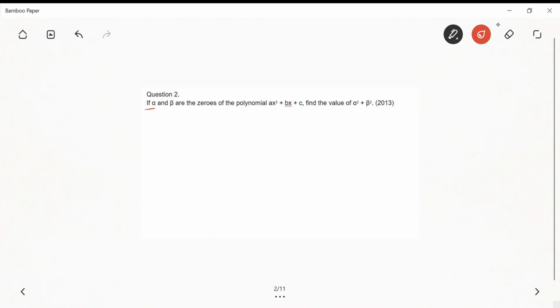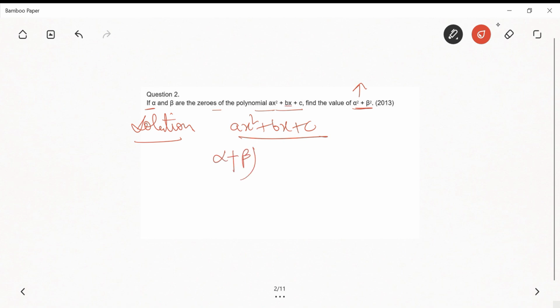Question is, if alpha and beta are the zeros of the polynomial ax square plus bx plus c, find the value of alpha square plus beta square. Now let's do the solution of this question. Now what is given to us? The standard form is given to us, that is ax square plus bx plus c. This is the quadratic equation, right? It is saying that we have to find the value of alpha square plus beta square. So here we will use the identity, that is alpha plus beta whole square is equal to alpha square plus beta square plus 2 into alpha into beta.